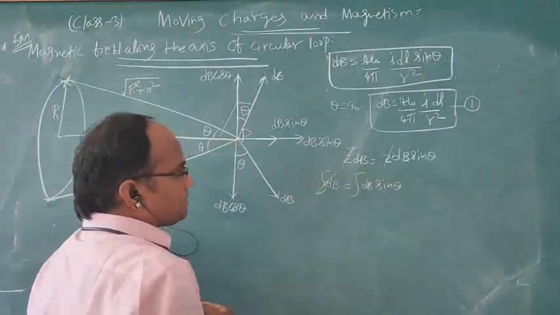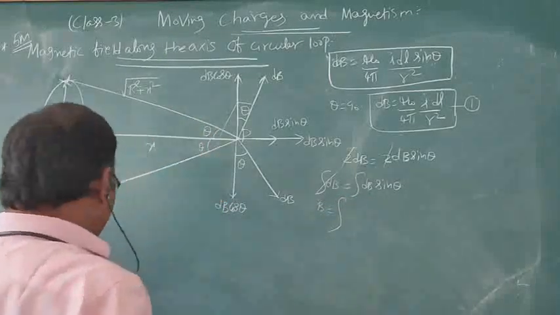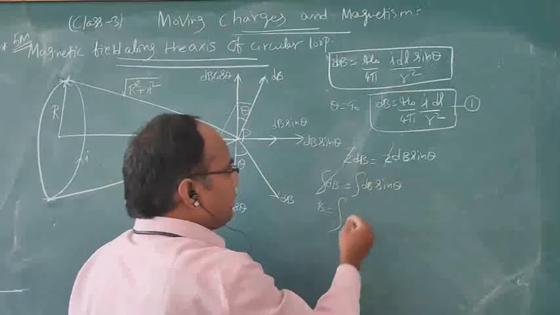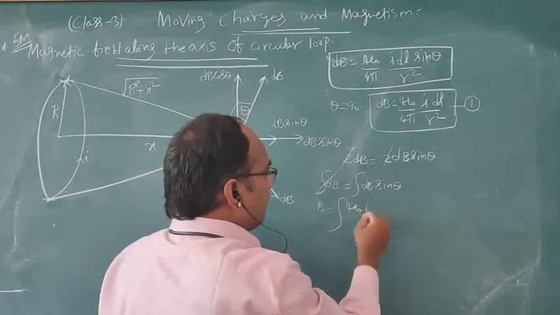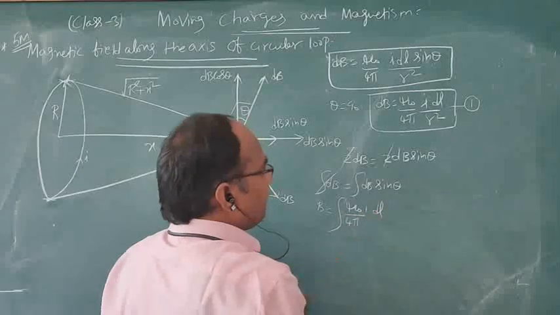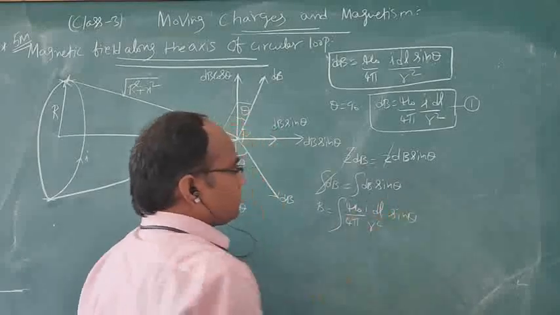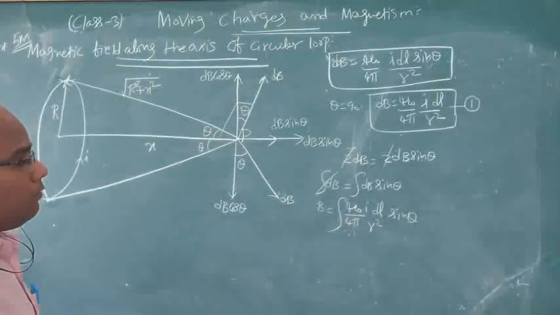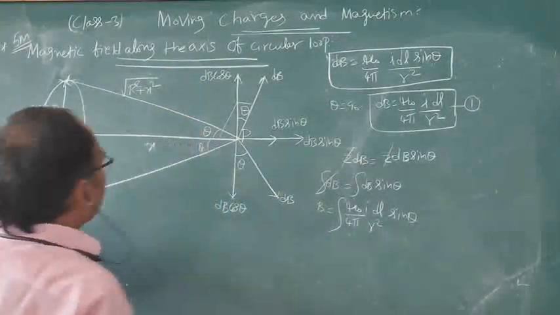So here I am cancelling this one. So B is equal to integration of, what is dB? dB is nothing but mu naught I by 4 pi, dl by r square, into sin theta. Okay. Now here what is r? What is theta? From the figure.